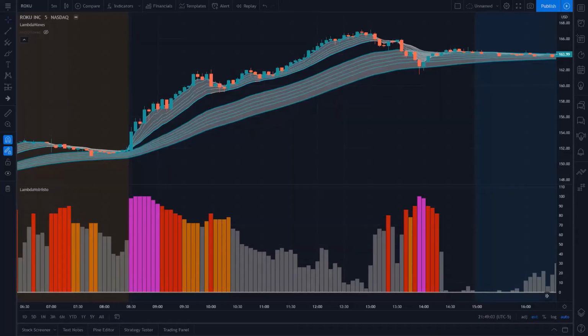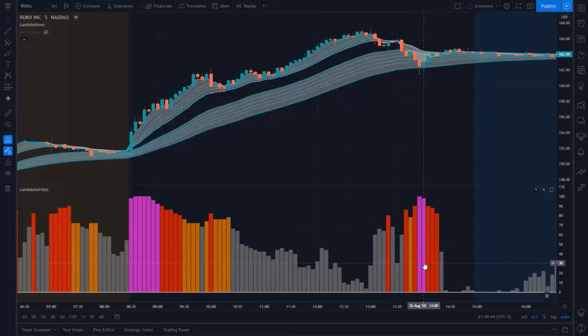Yes, the Lambda volatility histo is supposed to, as the name indicates, define volatility in the market over a period of time. Currently, the fuchsia represents the 90th percentile of volatility. The red lines indicate the 80 to 90 percentile volatility, and the orange lines represent 70 to 80 percentile volatility. This is important because there's typically a reversal that happens at this point of high volatility.